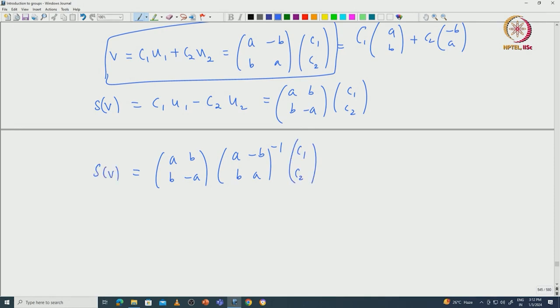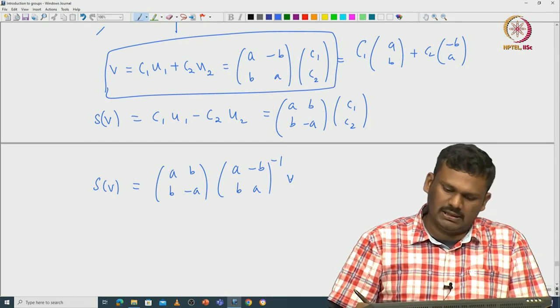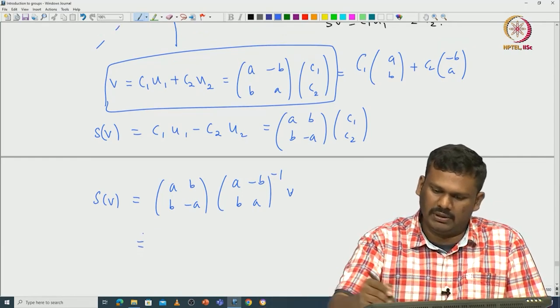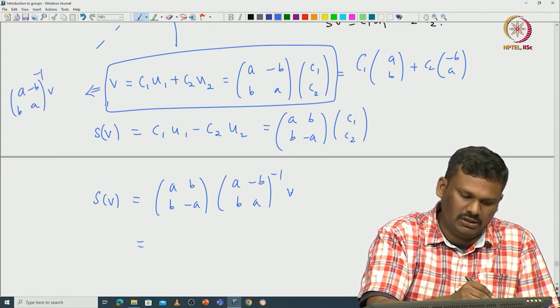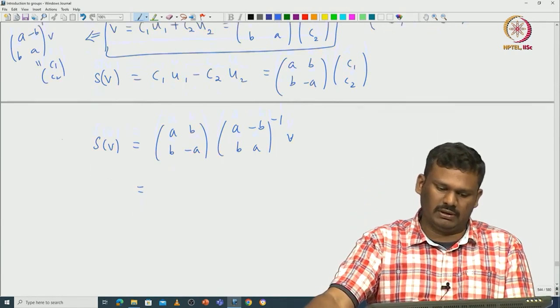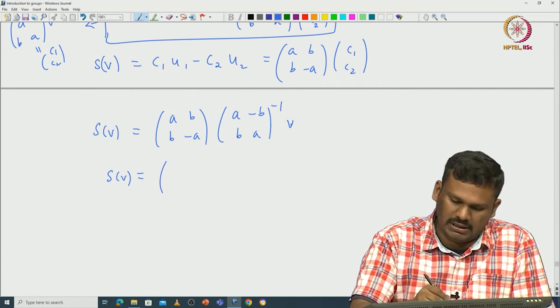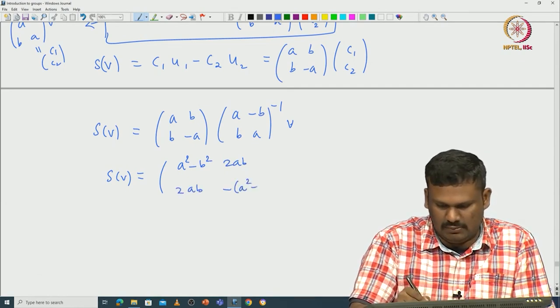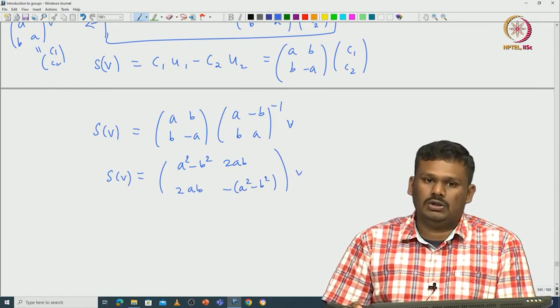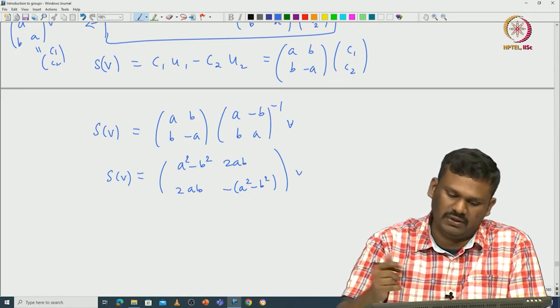So basically you are rewriting everything in terms of this v. Sorry, c1, c2 you want to replace. Because this is v, now if you do the computation, from this you can see that [a, minus b; b, a] inverse v is going to be (c1, c2). That is what we are using. So from this you can see that S of v is going to be exactly, I will leave it to you to do the calculation, [a square minus b square, 2ab; 2ab, minus a square plus b square] of v. So you are interested in writing down Sv in terms of some matrix times v. That is why we are doing this calculation.